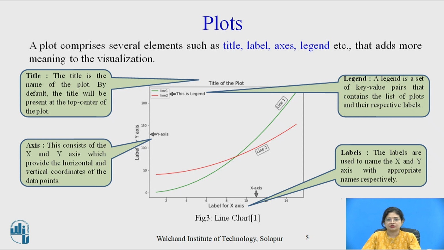And the legend. Legend is a set of key value pairs that contain the list of the plots and their respective labels. So, look here, in this graph there are two lines, one shows line 1 in green color and line 2 is in red color. So, this legend shows the label of each and every line. This is known as a legend. A legend can be shown in any corner of the figure.